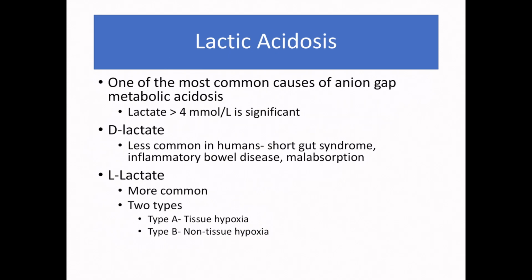Versus L-lactate, which is much more common, with two different types. One, type A, tissue hypoxia. This is whenever you have sepsis or hypovolemia, causing your tissues not to be perfused with enough oxygen and leading to excessive lactic acid. Or you can have type B, which is non-tissue hypoxemia, which is usually due to drugs, such as certain HIV medications and, more commonly, maybe metformin. So just remember, type A, tissue hypoxia, type B, non-tissue. L-lactate is much more common than D-lactate, which is mostly associated with microorganisms.